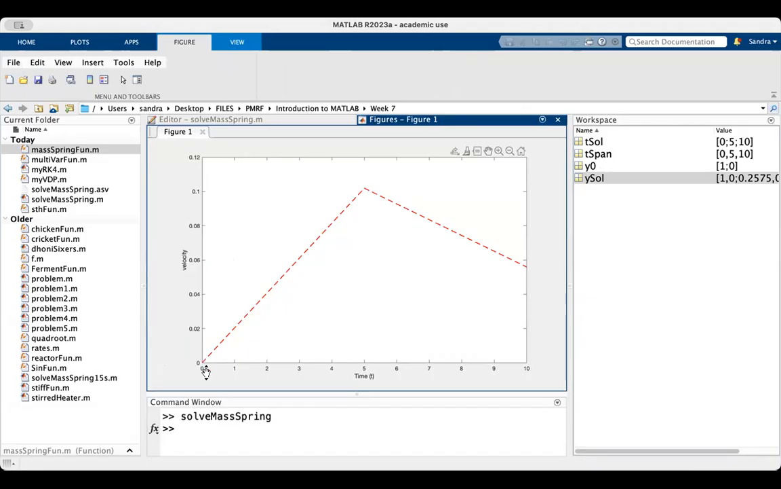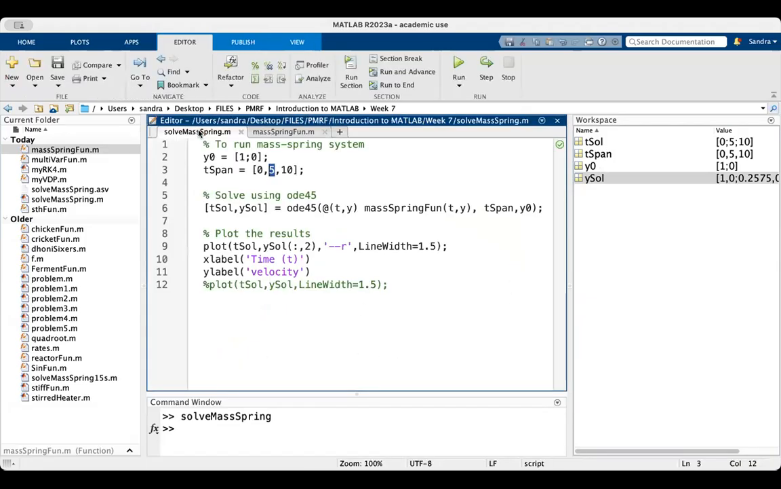This is for time t equal to 0. This is for t equal to 5, and this is for t equal to 10. You can just add it in the t-span. You'll get the exact value.